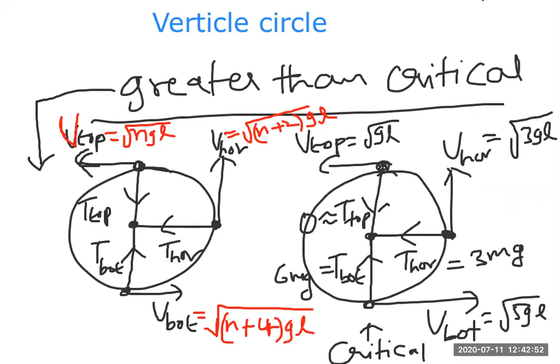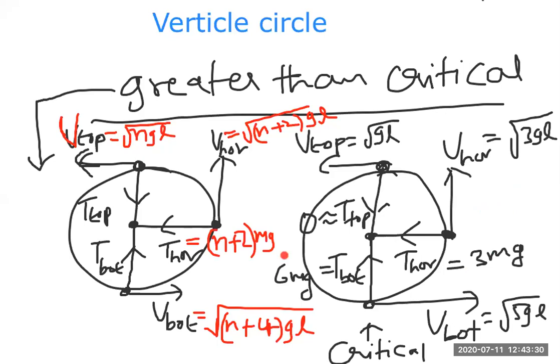Now you observe tension at horizontal. Tension at horizontal in critical, how much? 3 mg. Can I write 3 as 1 plus 2? I told you to take 1 as n. So by taking 1 as n, I can write tension at horizontal is equal to n plus 2 mg. I hope you are getting ideas better here.